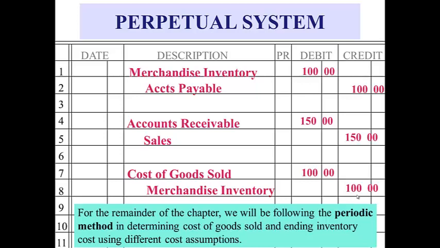So for the remainder of the chapter, we're going to follow the periodic method, not the perpetual, in determining cost of goods sold and ending inventory using different cost assumptions.